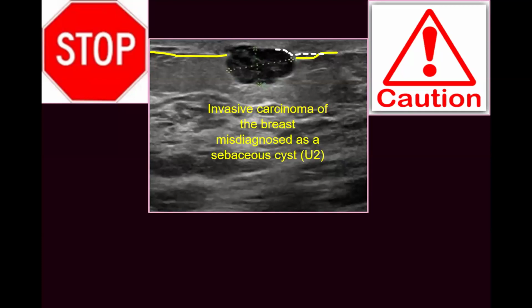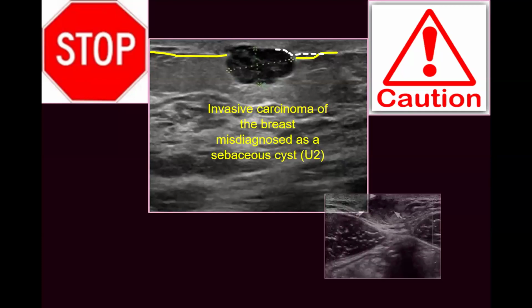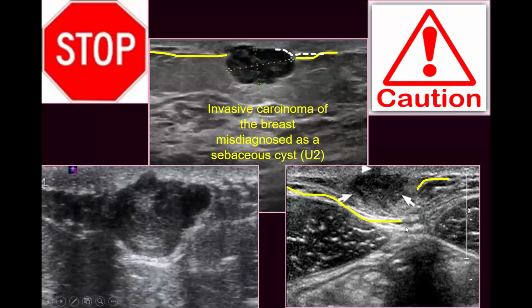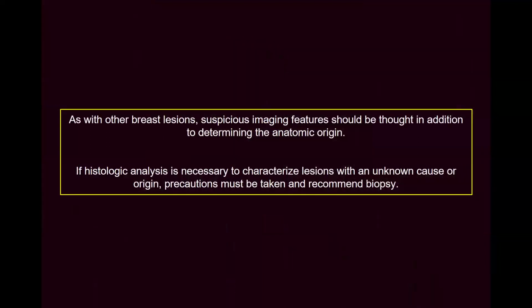So sometimes we can use these signs as an additional feature to help differentiate between some subtypes of lesions. Sorry, this is a sebaceous cyst, pathologically proven. Can you see here the superficial fascia pushed posteriorly? And this is also a sebaceous cyst. Can you see the posterior fascia, how it is pushed posteriorly?